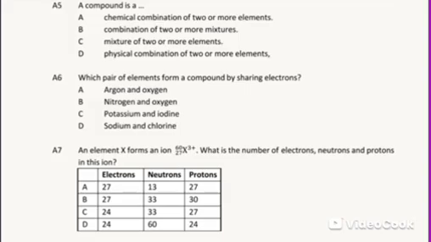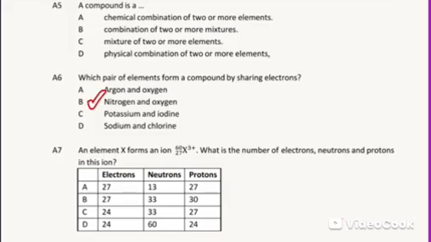Question 6. Which pair of elements form a compound by sharing electrons? A. Argon and oxygen, B. Nitrogen and oxygen, C. Potassium and iodine, D. Sodium and chlorine. The answer here is B.